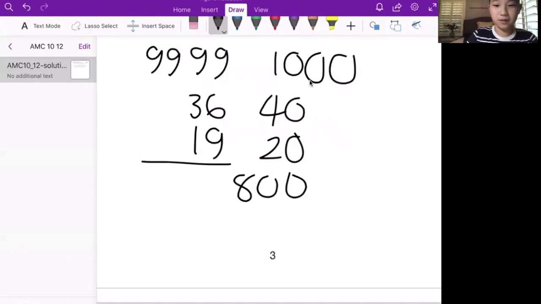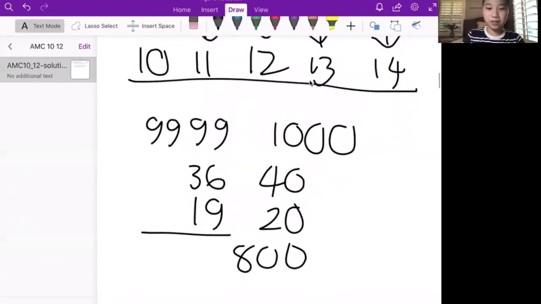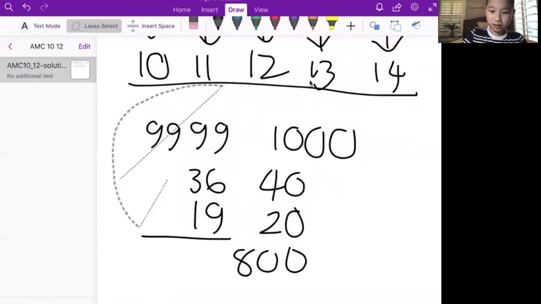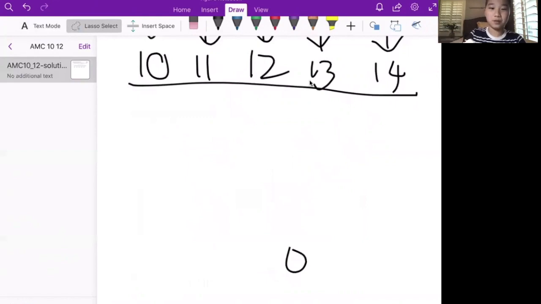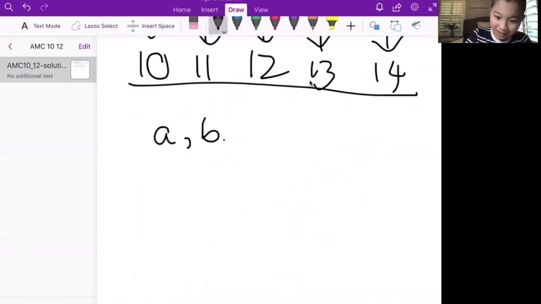I'm not going to prove that for now. So let's just use all the 3-digit numbers. The properties of a 3-digit number is that it has 3 digits. So let's make them A, B, and C.